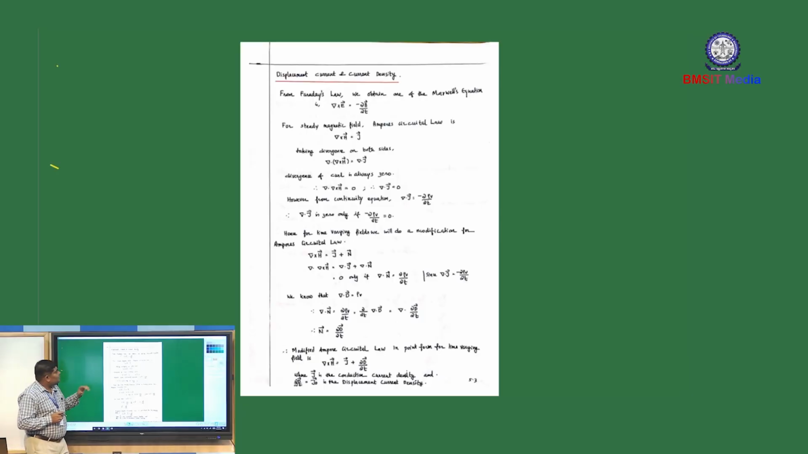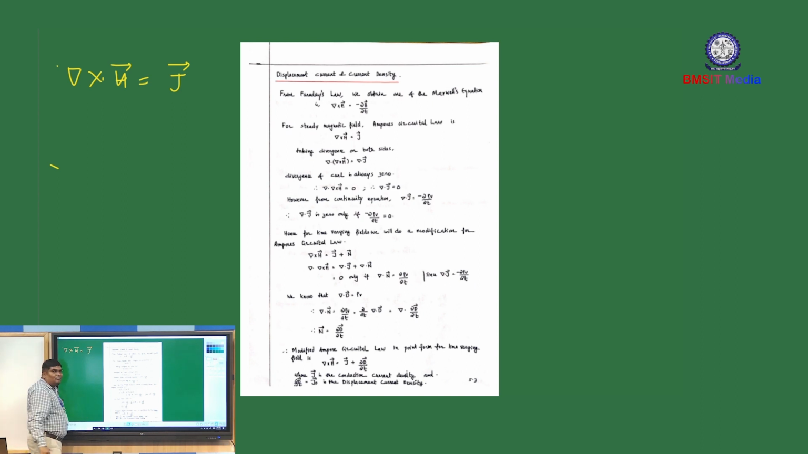Okay. So we have discussed EMF and two types of EMFs. One is transformer and generator EMF. Let us move on to the displacement current and current density. So we have seen from Faraday's law, del cross E is equal to minus dou B by dou T. For a steady magnetic field using Ampere circuital law, we know that del cross H is equal to J.